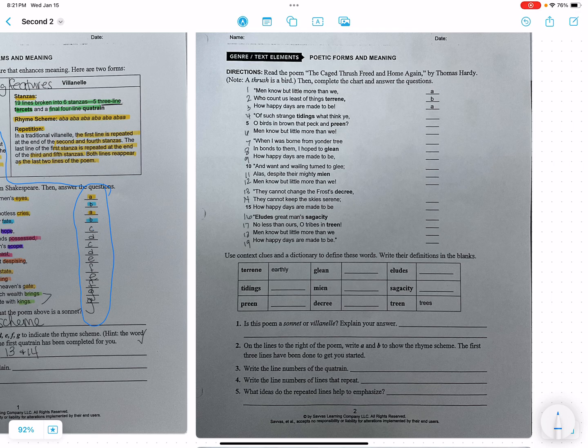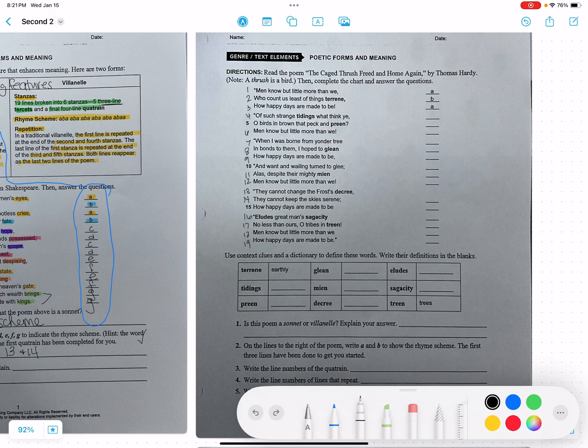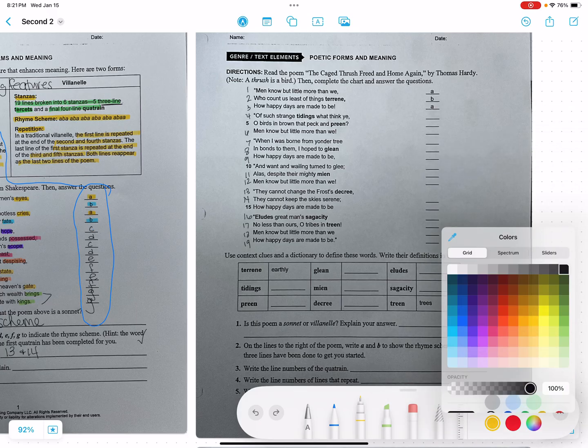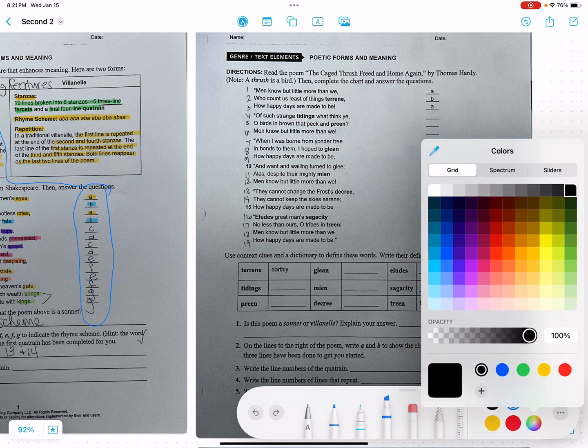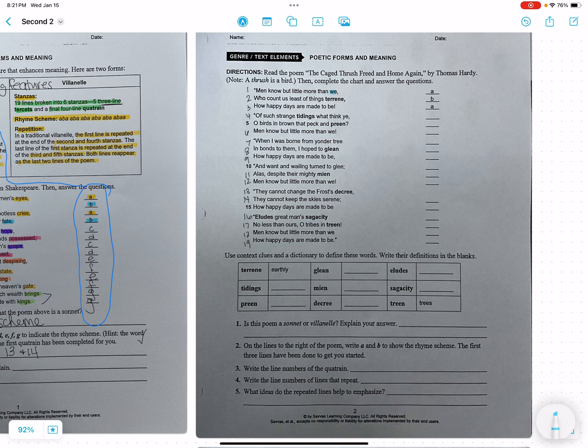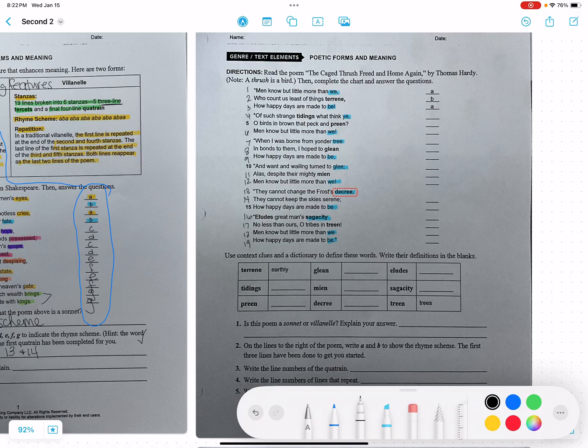Okay, so number 1 says, is this poem a sonnet? Oh, let me back up. I'm sorry, let me back up. And let's do the rhyme scheme together. We rhymes with be. They sound the same. We, be, ye, we, tree, be, glee, meaning happy, we, decree, be, sagacity, we, and be. So all of those words rhyme together, so those are going to be our A's.